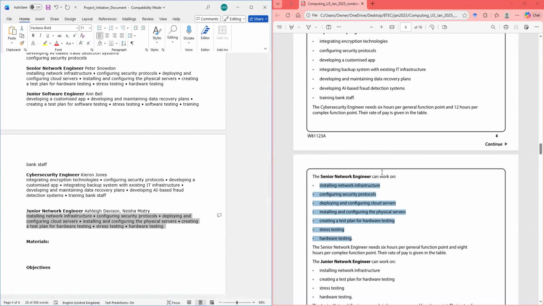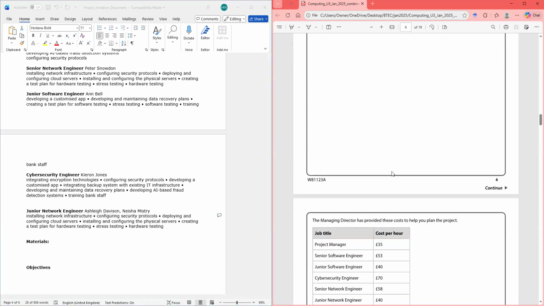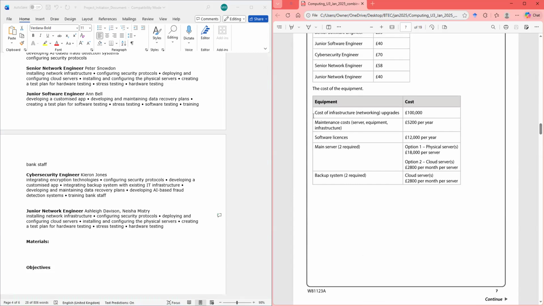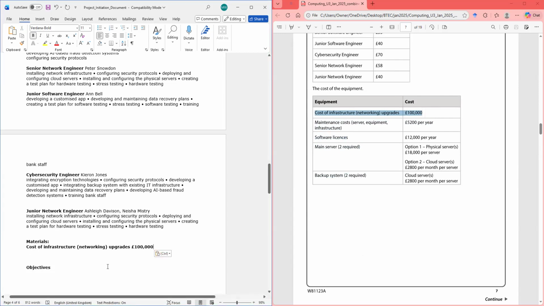All right, materials. So we have to do the materials, which is going to be all of this here. So let me just do it bit by bit. So we're going to have to take all the materials over. And you have to remember what we did with the Gantt.